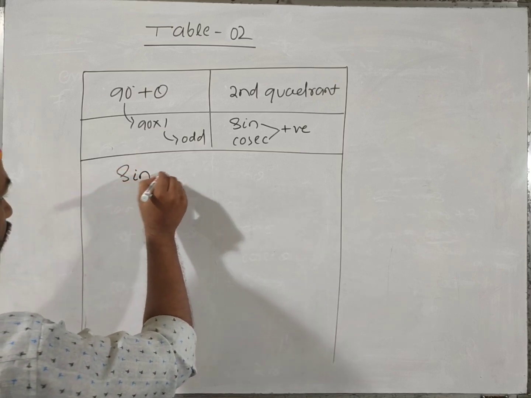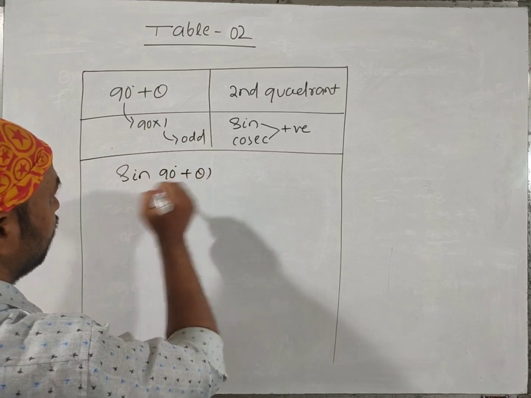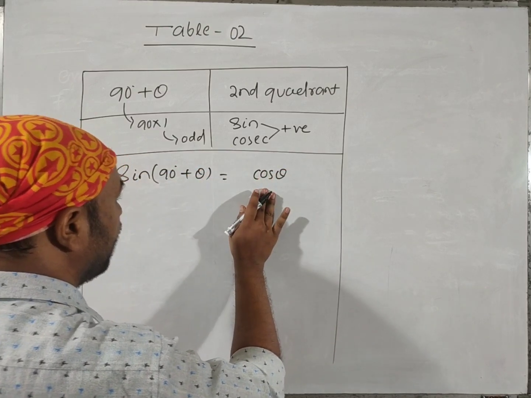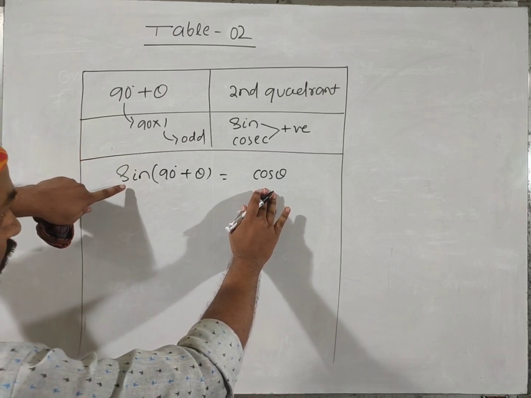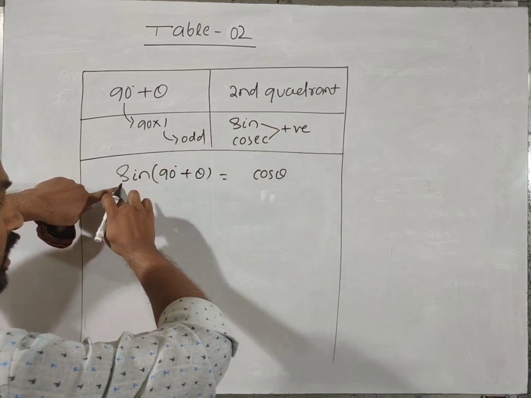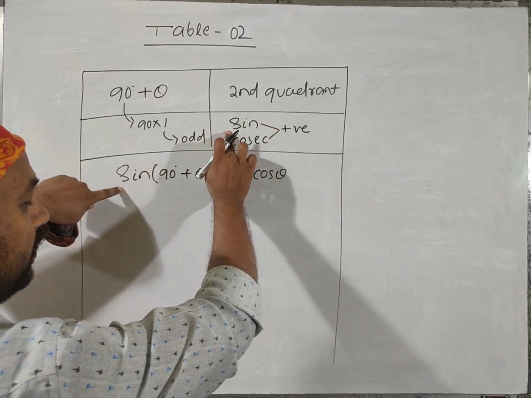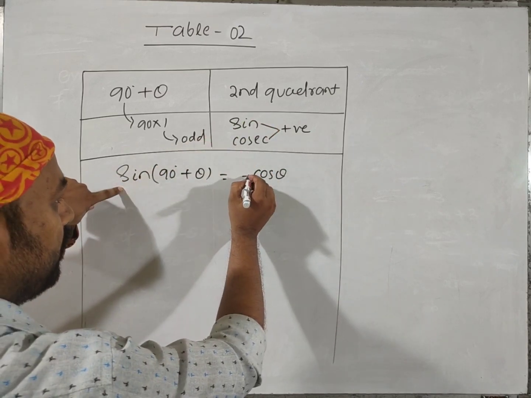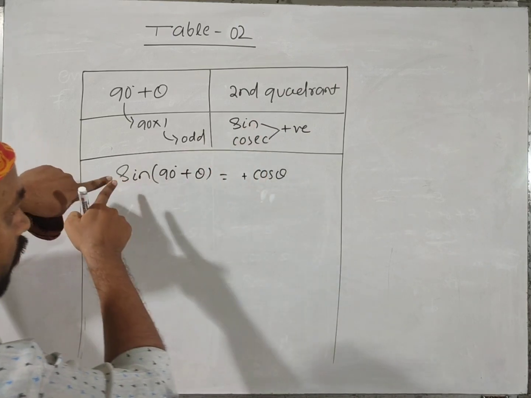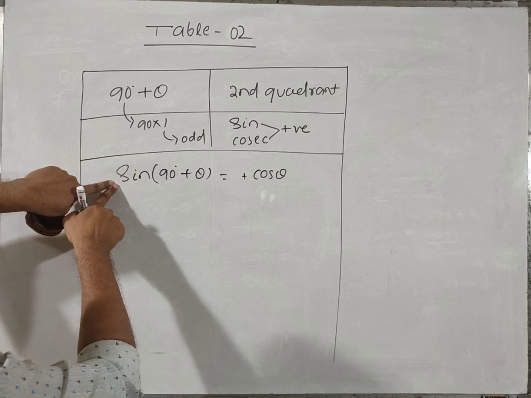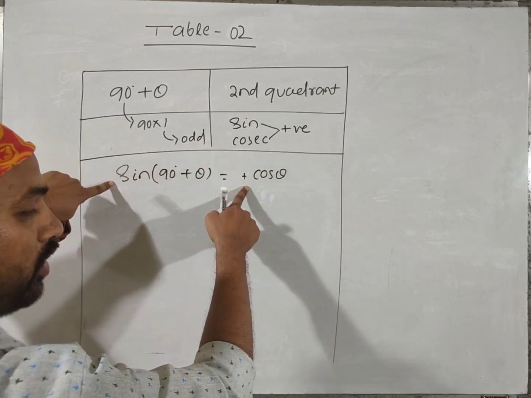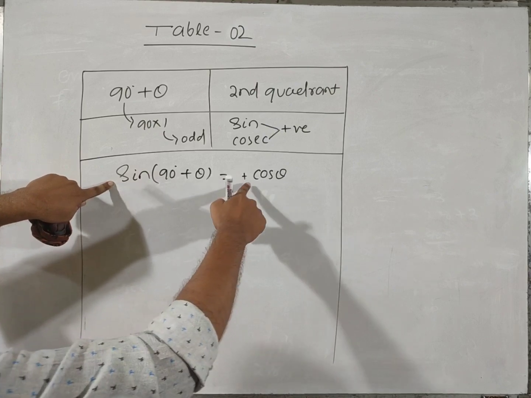So sine 90 degree plus theta, first of all you have to write down cos theta, then you have to find whether the sign is there or not. You have to go through this direction, sine, there exists sine, so it will be plus cos theta. You don't have to find cos theta here, you have to find out the value of sine, whether it is there or not. Sine is here, so you have to give the positive sign, plus cos theta.